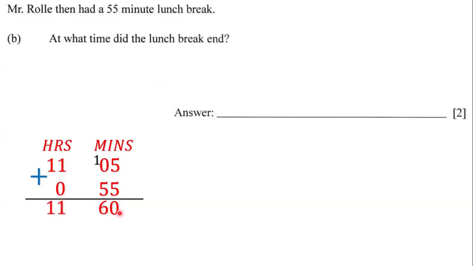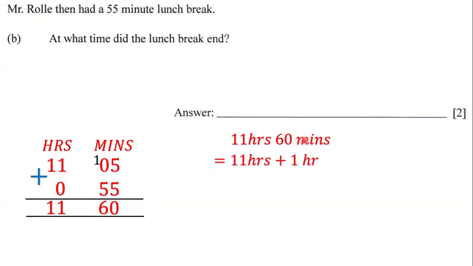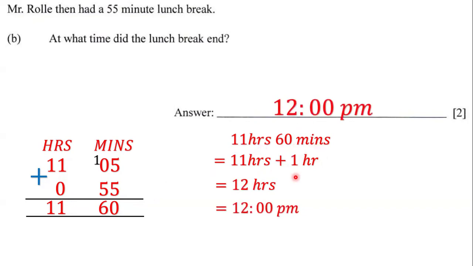So we have 1160. Now, that's 11 hours and 60 minutes. Now, what is 60 minutes? Well, 60 minutes is an hour. And so we have 11 hours plus 1 hour, and that's going to give us 12 hours. And so the time that the lunch break ended was actually 12 o'clock p.m. And so that's the answer to this question. So the lunch break ended at 12 o'clock p.m.